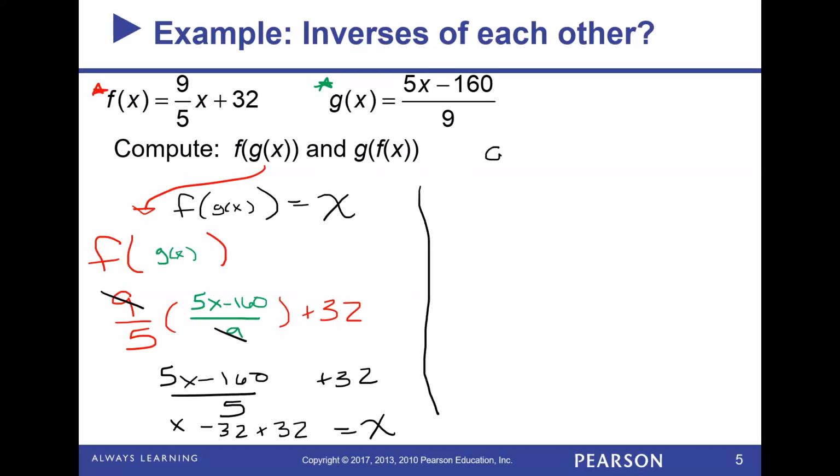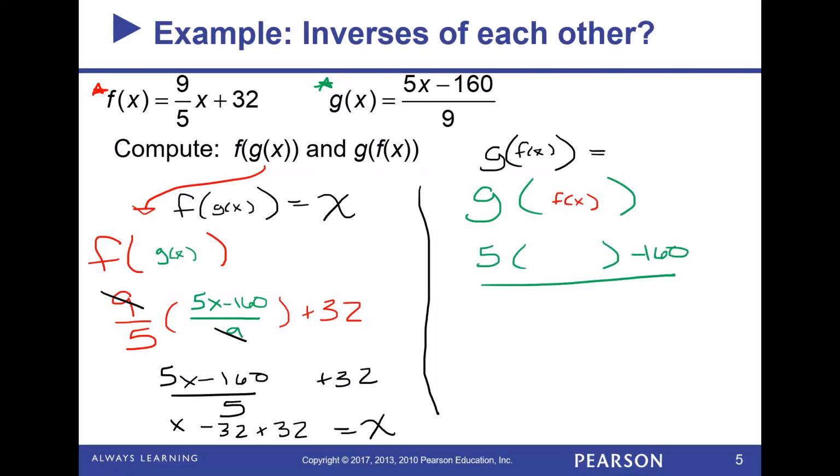Let's go the other way. Let's go g composed of f of x. Remind yourself that the g function is the one on the outside, and the f function this time is the one on the inside. So in our case, we're plugging in the f function. We're going to start by just writing the g function, which is 5x minus 160 all over 9.